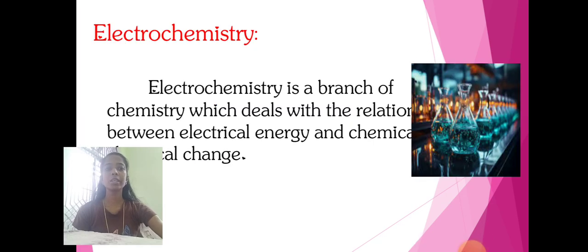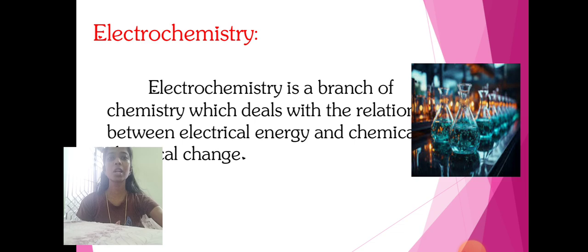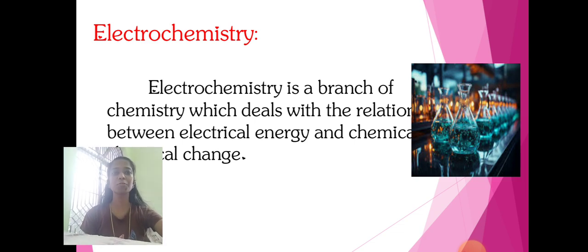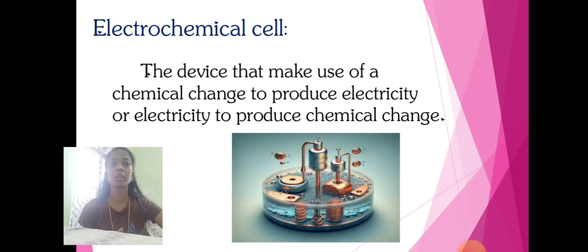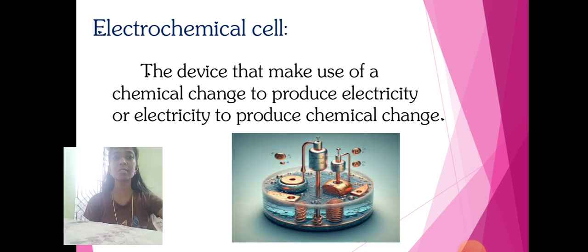So in electrochemistry, first we shall see what is electrochemistry. Electrochemistry is a branch of chemistry which deals with the relationship between electrical energy and chemical energy. Next is the electrochemical cell, that is a device that makes use of a chemical change to produce electricity or to produce a chemical change.